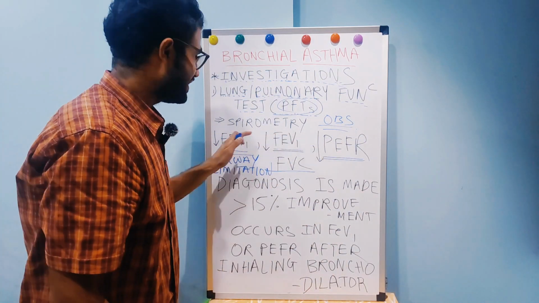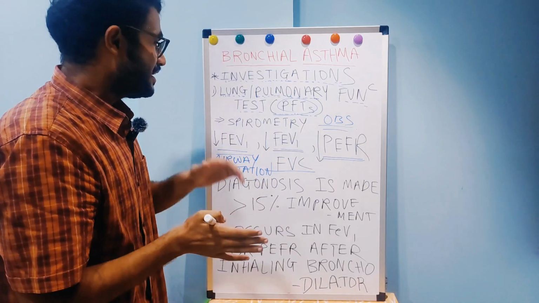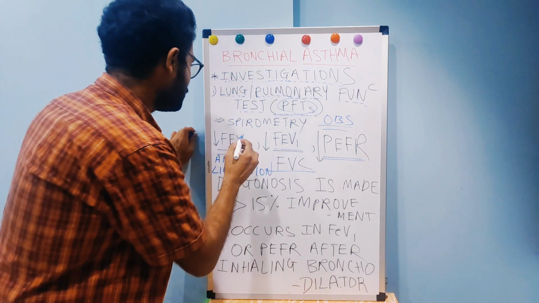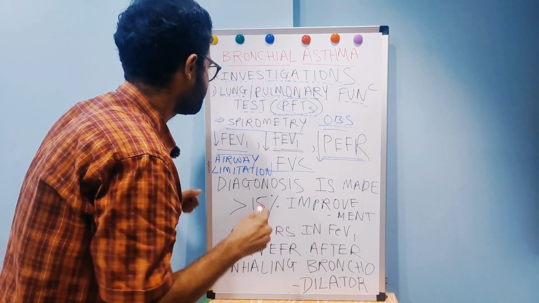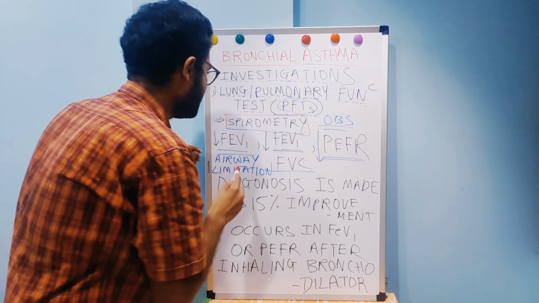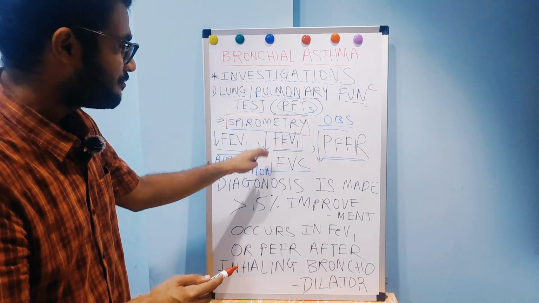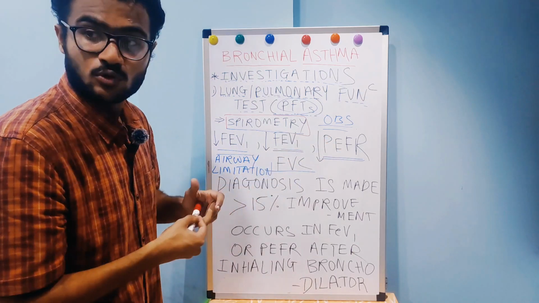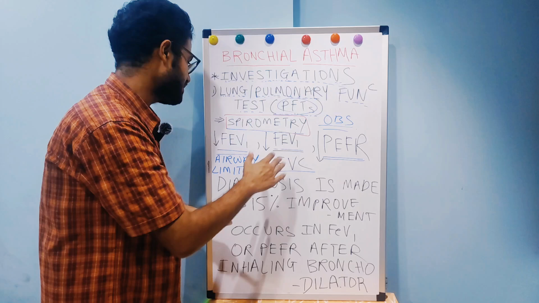These three tests we do through a spirometer. एक spirometer machine होती है जिसमें हम blow करते हैं. We blow in that spirometer machine, and through spirometry we find out these three most important parameters, that is FEV1, FEV1 by FVC, and PEFR. So now I would be discussing the definition of these three.